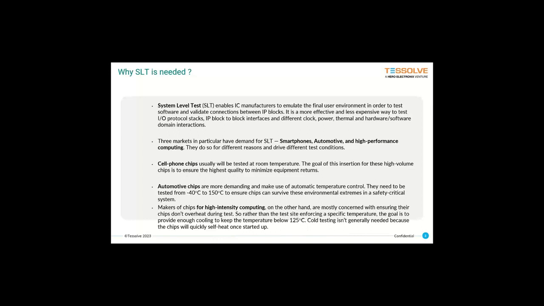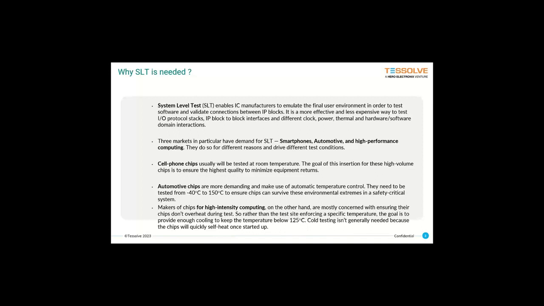Even though it's SLT, the requirements are different and unique for each. For mobile phones, the chip has to be tested at room temperature, and that is the mandatory requirement. Coming to automotive chips, we have a hard requirement that they be tested at minus 40 and plus 150 degrees centigrade. All the features have to be validated, and it is also safety critical.